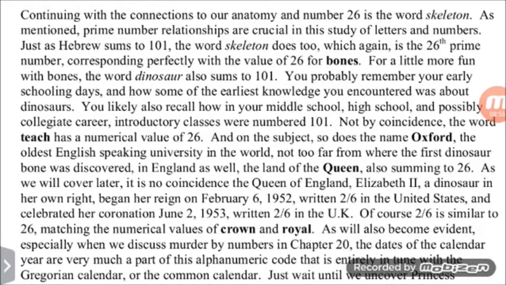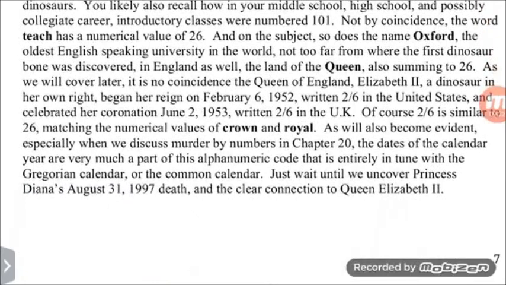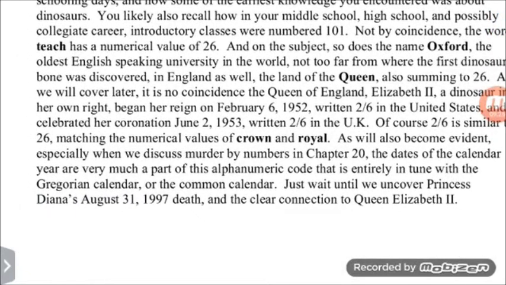Of course, 2-6 is similar to 26, matching the numerical values of crown and royal. As we will also become evident, especially when we discuss murder by numbers in chapter 20, the dates of the calendar year are very much a part of this alphanumeric code that is entirely in tune with the Gregorian calendar, or the common calendar. Just wait until we uncover Princess Diana's August 31st, 1997 death, and the clear connection to Queen Elizabeth II.